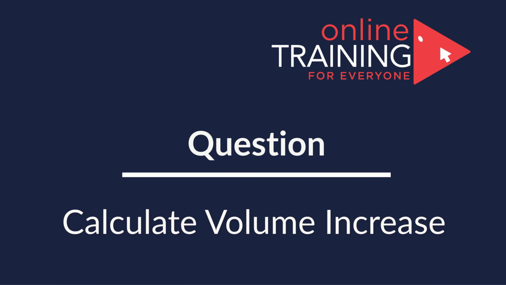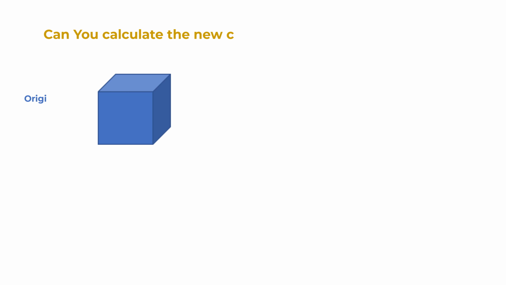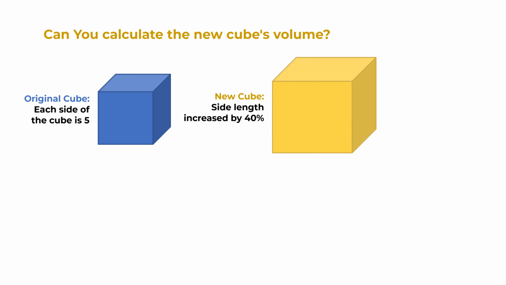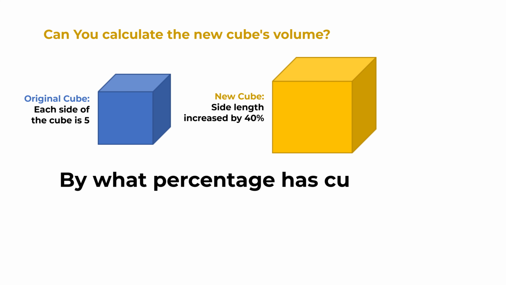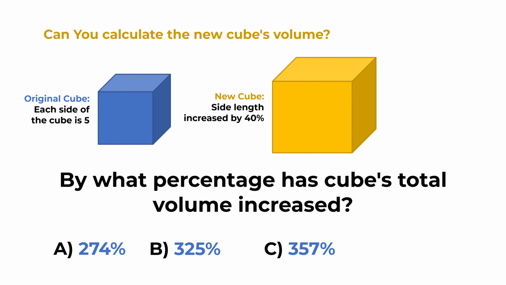Here is a very interesting question we frequently see on the test. A 5 by 5 by 5 cube has its sides length increased by 40%. As a result of these changes, by what percentage has cube's total volume increased? You're presented with 4 different choices. Choice A, 274%. Choice B, 325%. Choice C, 357%. And choice D, 379%. Do you see the answer?